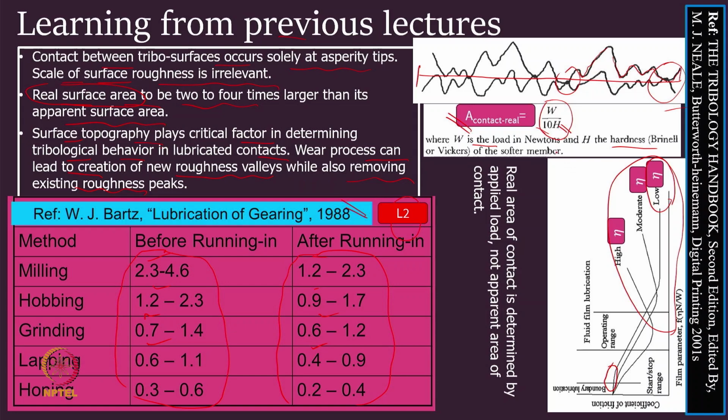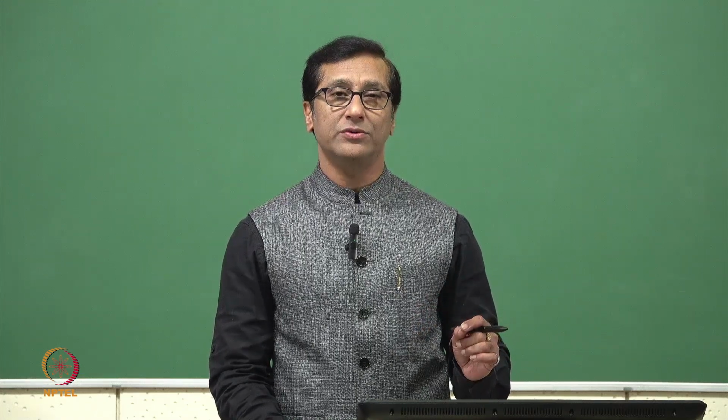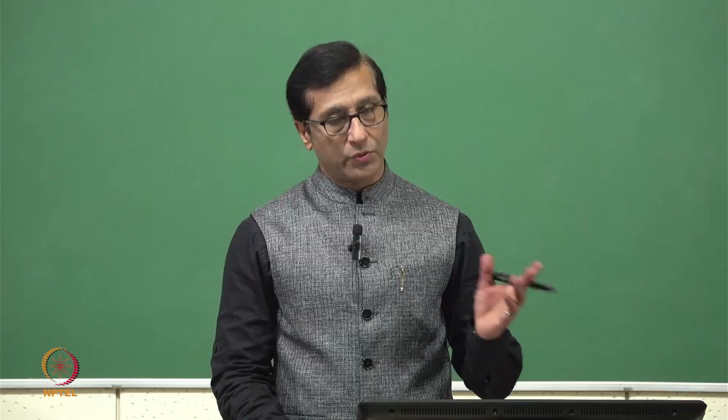Another point: the real area of contact is determined by the applied load. It's not determined by surface roughness, nor by apparent area. The real area of contact will be decided by the applied load. If you keep on increasing the load, the area of contact will increase. Quite possibly the component may fail, but the area of contact will increase. So this is what we have learned from the previous lectures.